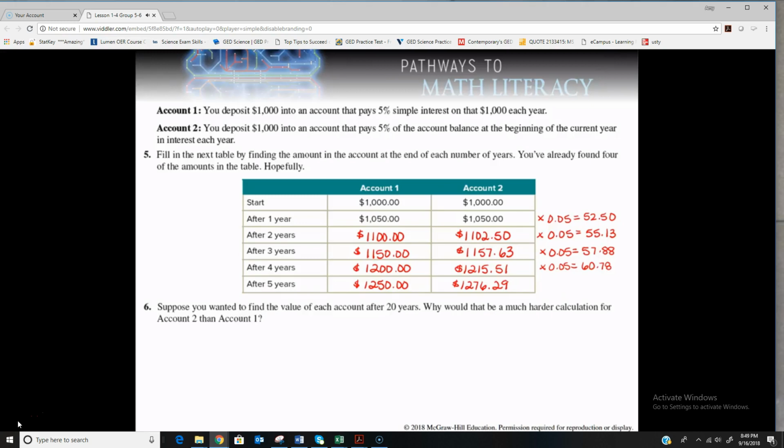So in six, you should be starting to get a feel for the fact that account two is a more complicated one to calculate interest on. If we wanted to know the amount in an account after 20 years, why would account two be so much harder to calculate? Well, account one is just earning $50 a year. We can just multiply $50 by 20 years and add it on. Account two, though, we have to recalculate that interest on every new balance, so it's much more complicated.